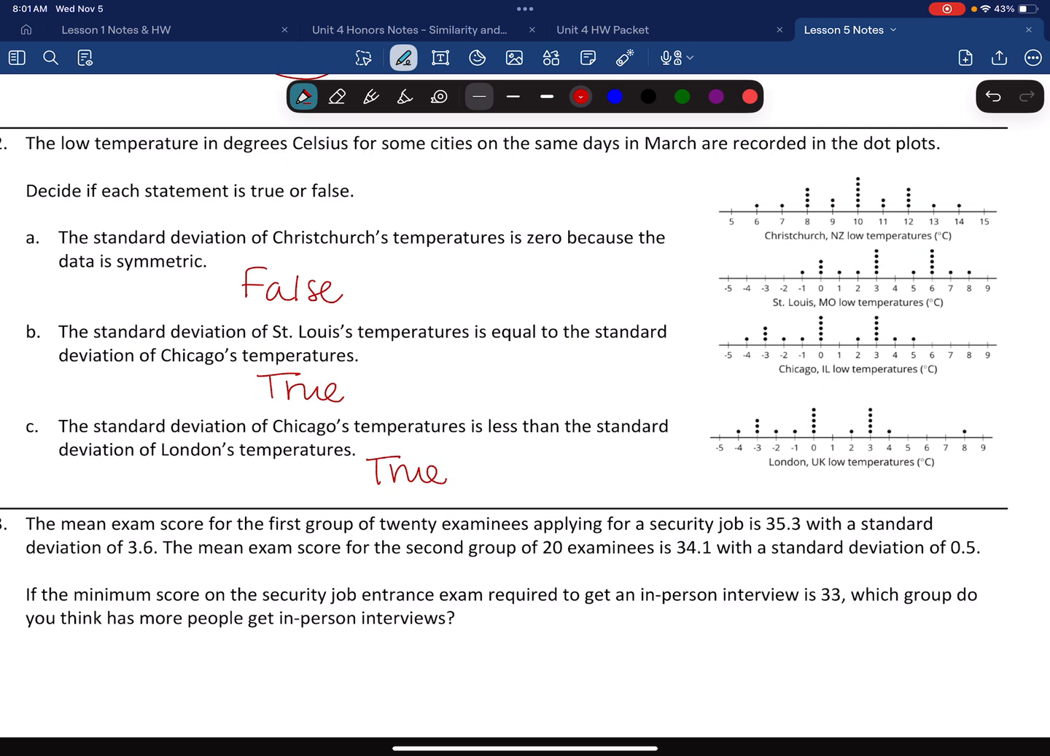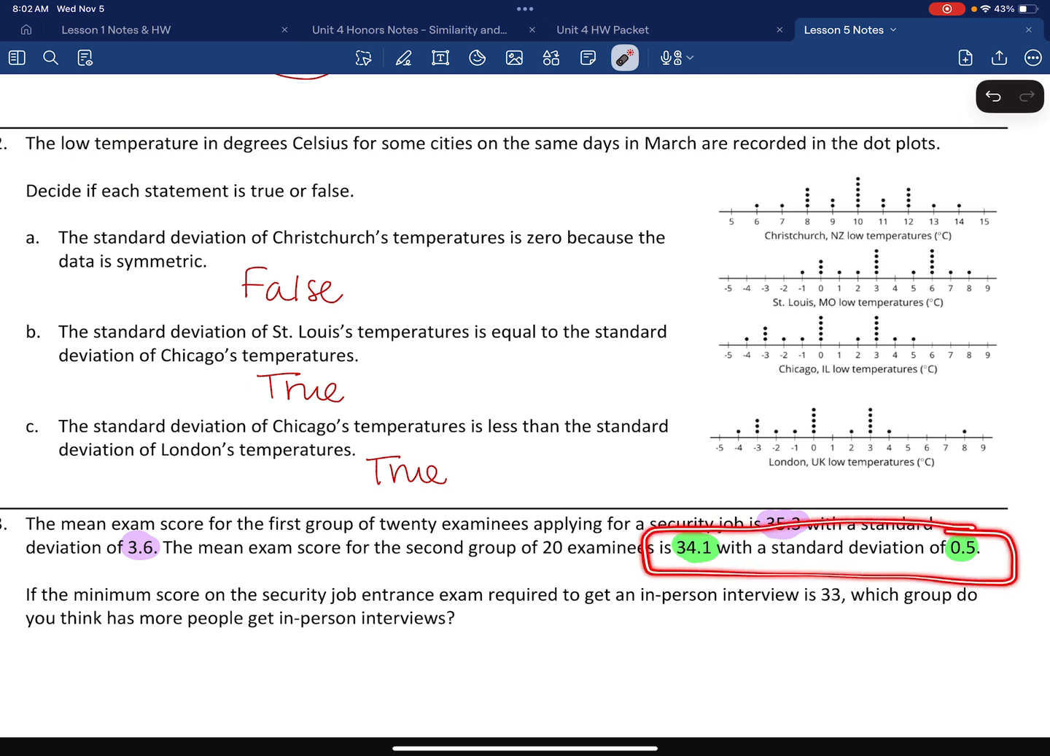Number 3, the mean exam score for the first group of 20 examinees applying for a security job is 35.3. So that's their average score with a standard deviation of 3.6. The mean exam score for the second group of 20 examinees is 34.1 with a standard deviation of 0.5. Okay, so out of these two groups, that second group is going to be more consistent with their test scores because that standard deviation is smaller. Whereas that first group, a standard deviation of 3.6, their scores can vary much more greatly in either direction, above or below that mean.